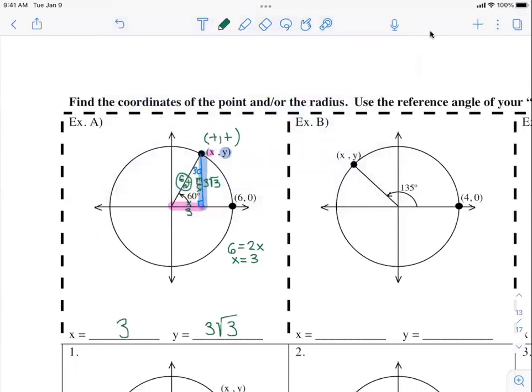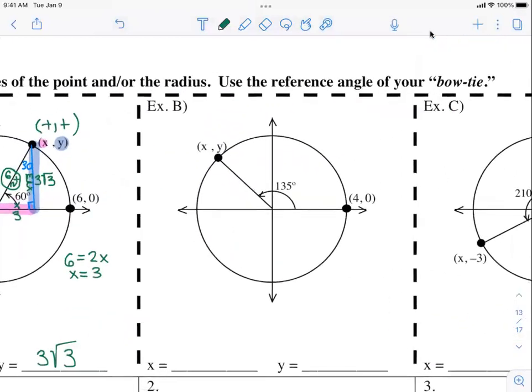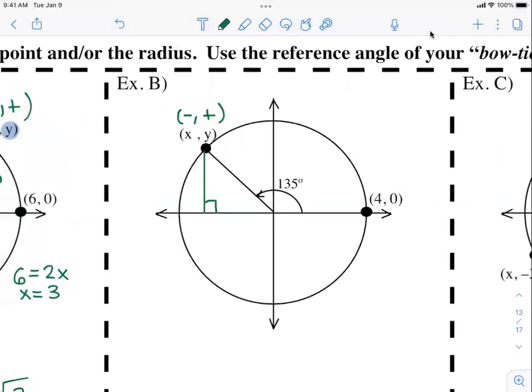Okay, let's take a look at example B. So example B, we have first of all, a negative positive answer, if you notice, because we're in quadrant 2. And they give us 135. Remember, you always want to make the bow tie down. So there's my right triangle. So I need that inside angle. We know half the circle is 180. So 180 minus 135 leaves me with 45 degrees. So our triangle in here is a 45, 45, 90.